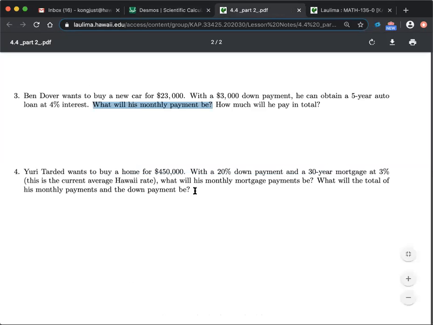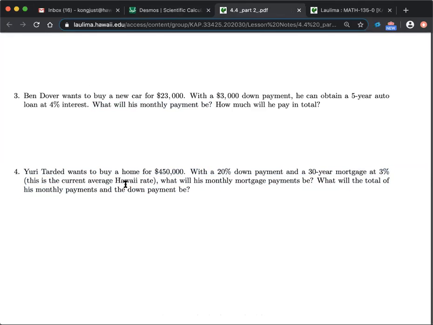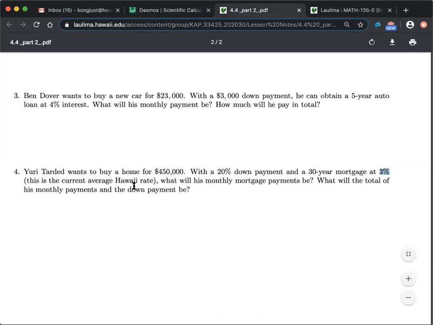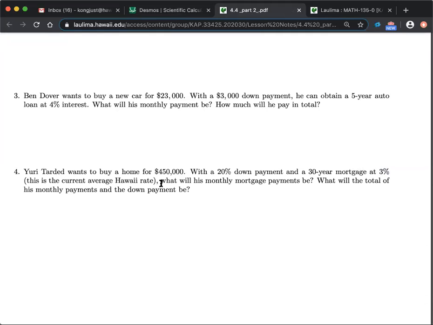Okay, so last one, same kind of question, just this time with a home loan instead. So someone wants to buy a home for $450,000 with 20% down payment and a 30-year mortgage at 3%. 3% actually, by the way, is the actual current average Hawaii rate, which is a really good rate. It's actually quite low right now. So what will his monthly mortgage payments be? What will the total of his monthly payments and down payment be? Okay, let's answer the first question, his monthly mortgage payments, first.